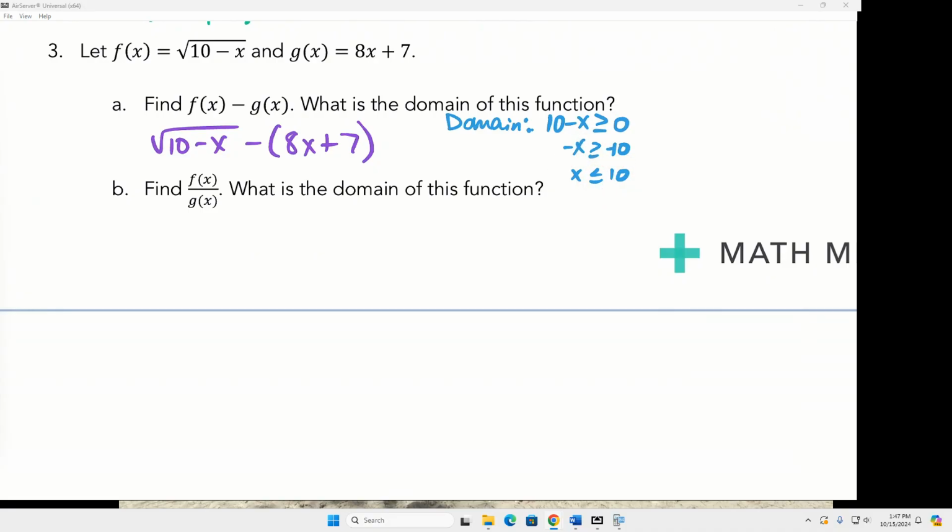Alright, and then on B, we want to find f of x divided by g of x. So that is just simply writing f of x on the top and g of x on the bottom. There's nothing else we can do here. Except give the domain.